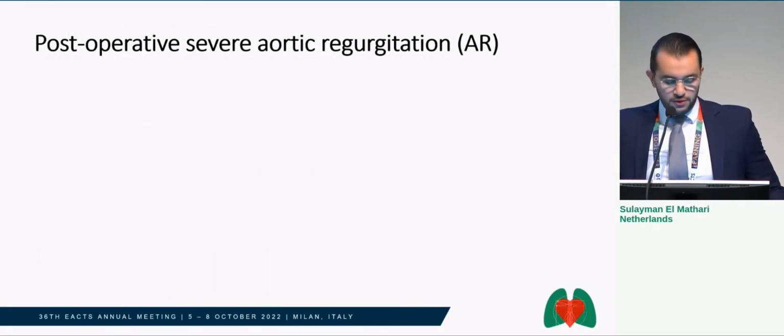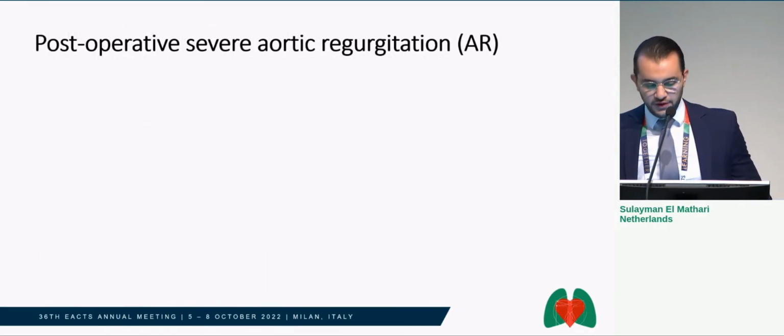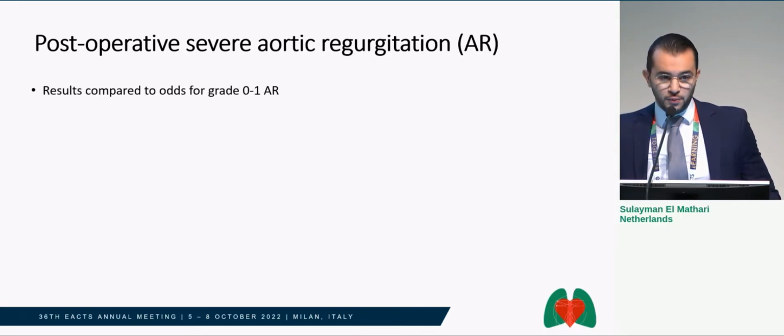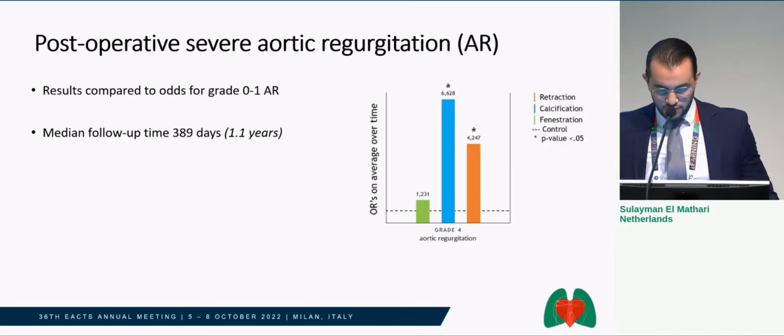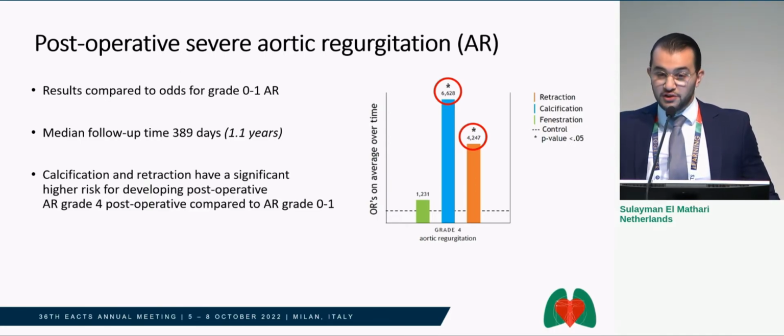The second main outcome value was postoperative recurrence of severe aortic regurgitation. Here, we studied the odds to develop a grade 4 aortic regurgitation compared to grade 0 or grade 1. We had a median follow-up time of 1.1 years, and our results, shown here in this figure, demonstrate a significant increased risk for recurrence of postoperative severe aortic regurgitation in patients with cusp calcification and cusp retraction. This effect was not seen in patients with fenestrations.